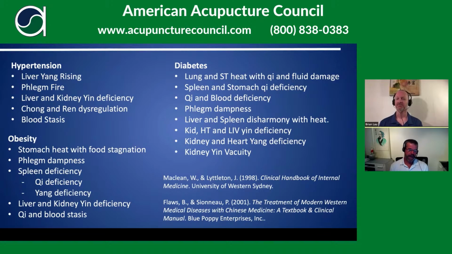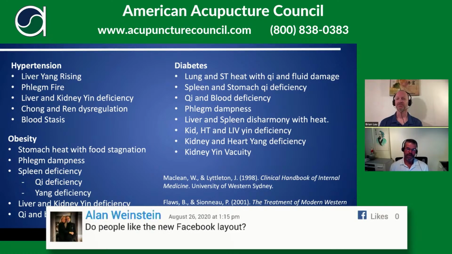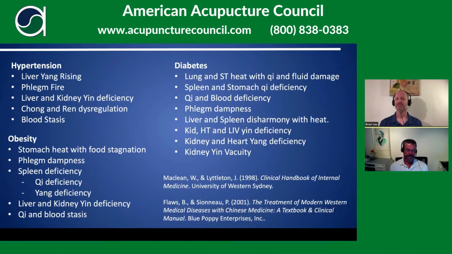And then obesity, what these authors are talking about, stomach heat with food stagnation. Well, stomach heat, stomach being tibialis anterior, which can be in a lengthened position in pes planus. Phlegm dampness, you've got your spleen. There you've got spleen deficiency being qi deficiency as well as yang deficiency, allowing that collapse of the medial arch. So the strength of the organ itself being reflected within that channel, primary channel and jingjin, not giving enough qi to be able to support that medial arch. And with obesity, you've got liver and kidney yin deficiency as well as qi and blood stasis.